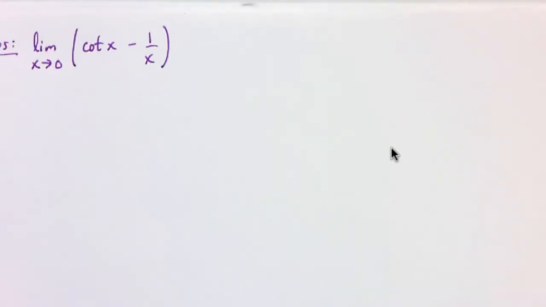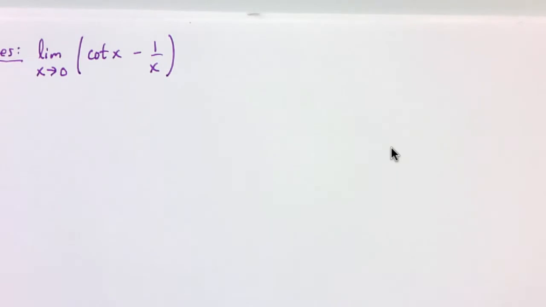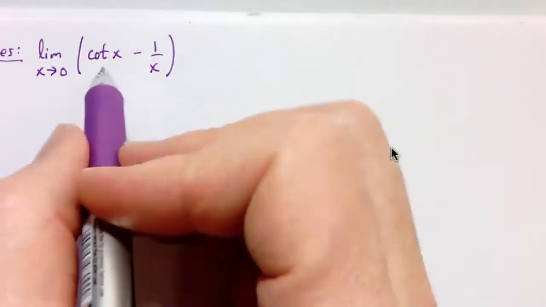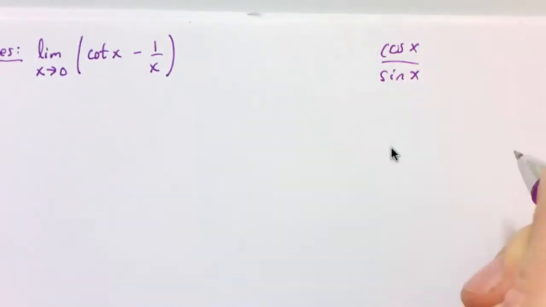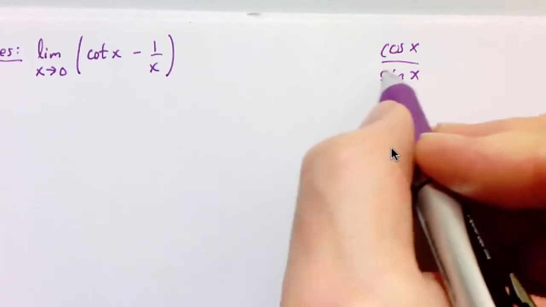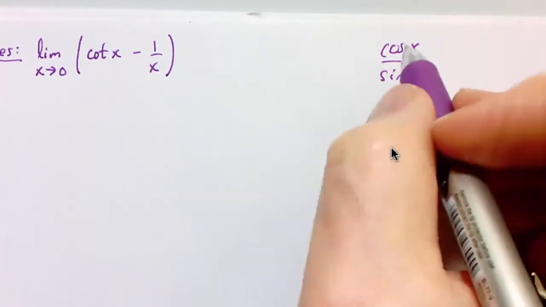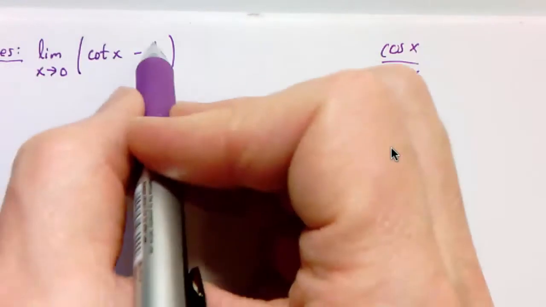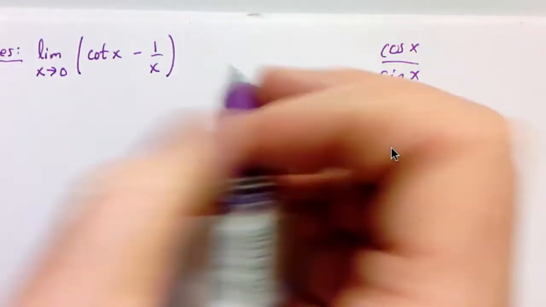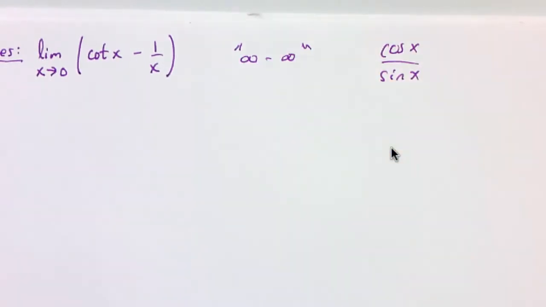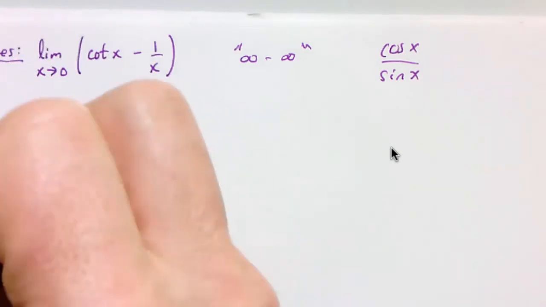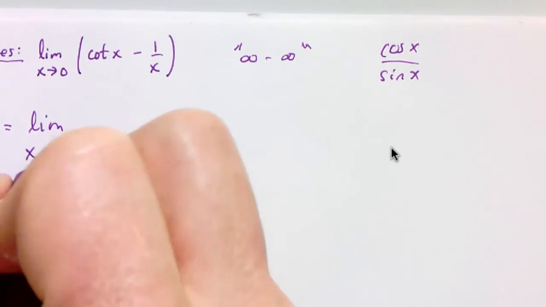Last example. This is an example of what's called an indeterminate difference. Right. As x gets close to 0, remember cotangent is cosine of x over sine of x. So as x gets close to 0, we're dividing by sine x here. So 1 over 0 is infinity, minus 1 over 0, infinity. So we have here the form infinity minus infinity. Now the trick is to change that into a form where we can do L'Hopital's rule. Right. What we're going to do is rewrite this and then get a common denominator.